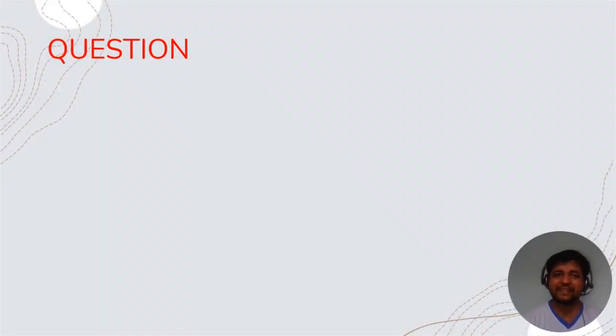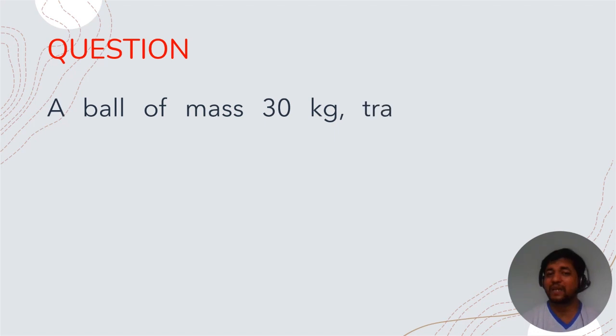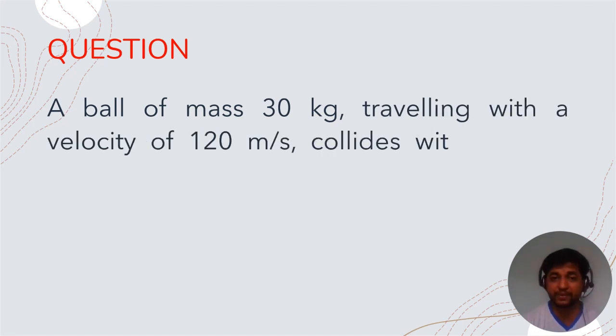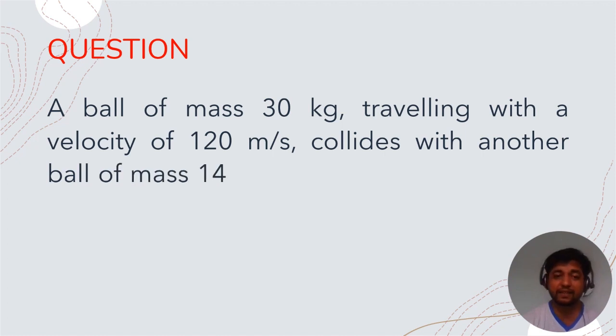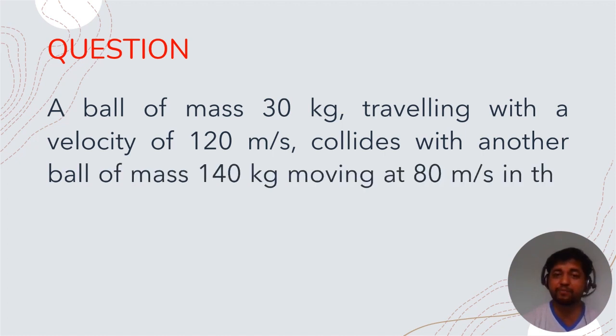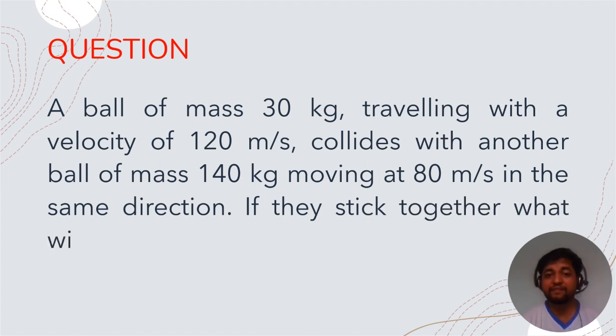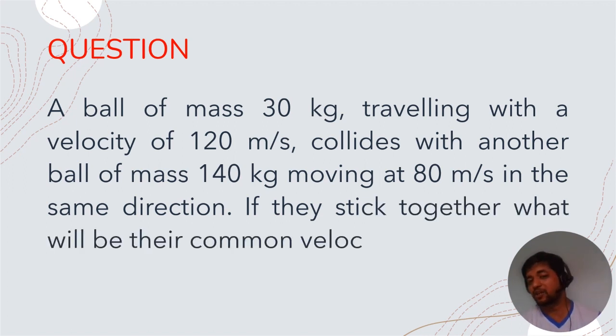So the question is, a ball of mass 30 kg traveling with a velocity of 120 meter per second collides with another ball of mass 140 kg moving at 80 meter per second in the same direction. If they stick together, what will be their common velocity?